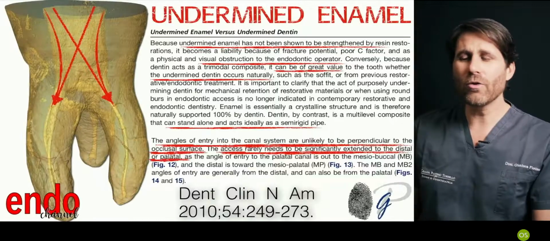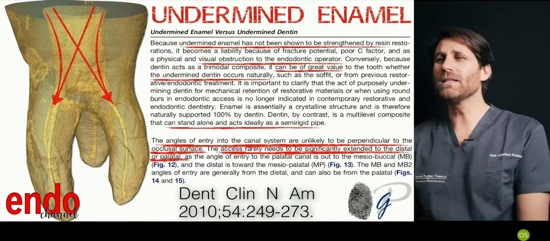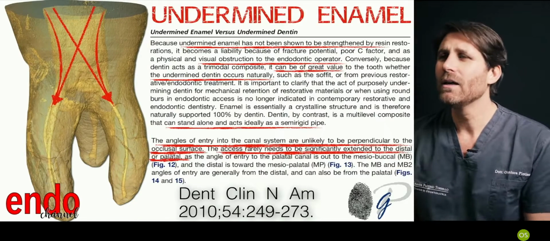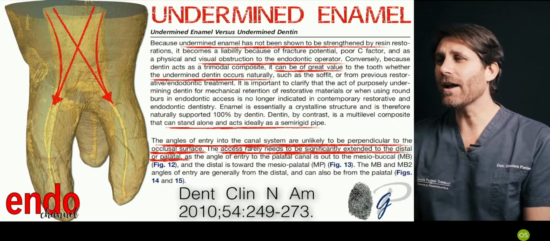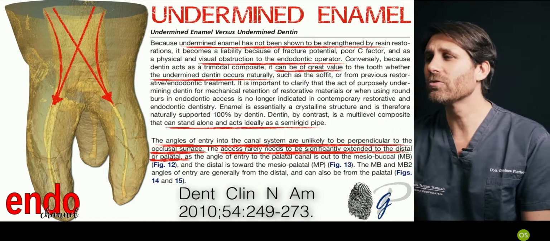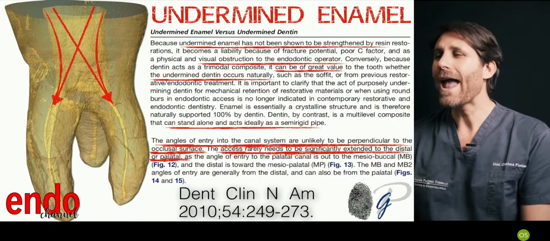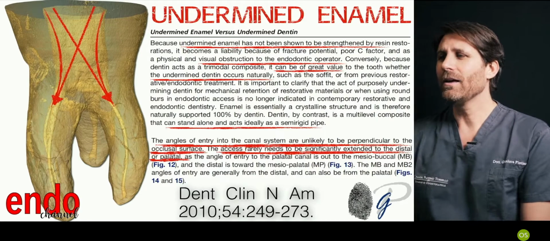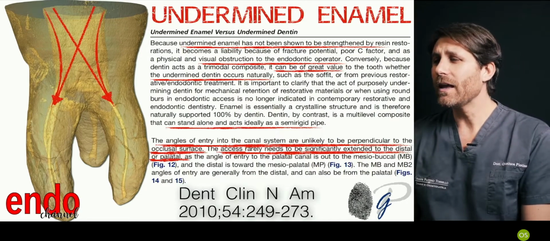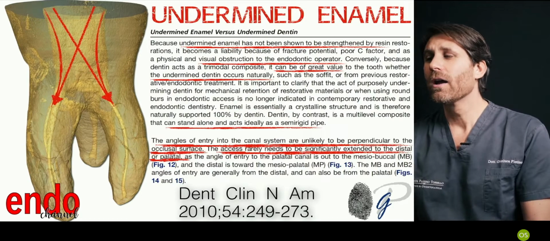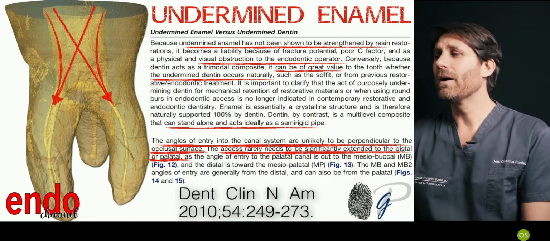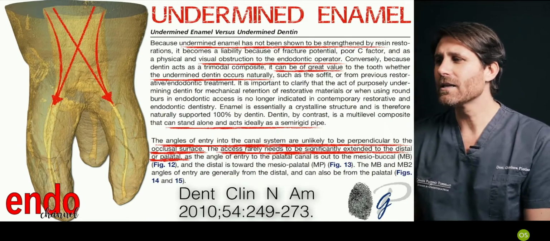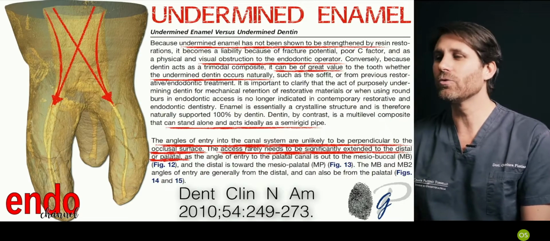So one of the rules of this concept is that we can remove the undermined enamel, because the undermined enamel is not a structure that has been shown to strengthen the tooth so much, and it's a visual obstruction to the endodontic operator. The angles of entry into the canal system are not perpendicular to the occlusal surface, because the access rarely needs to be significantly extended to distal or palatal.